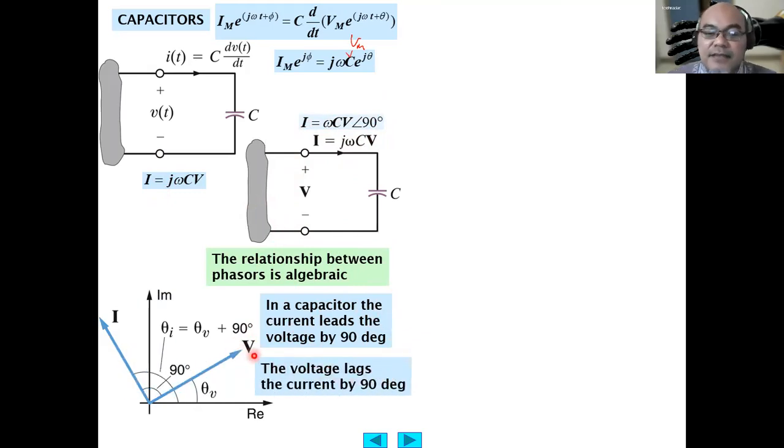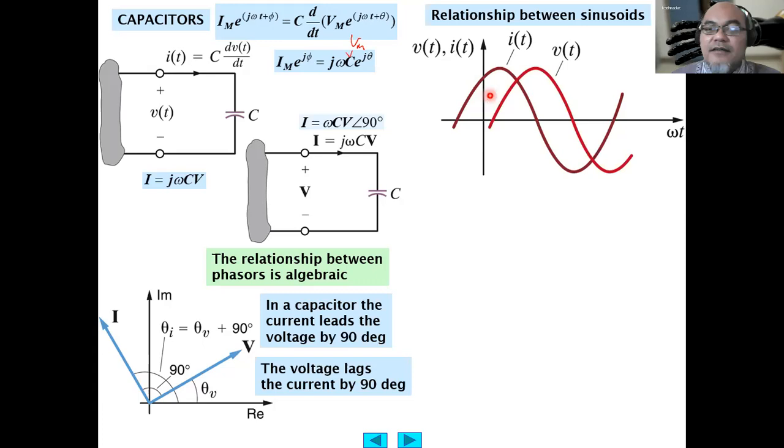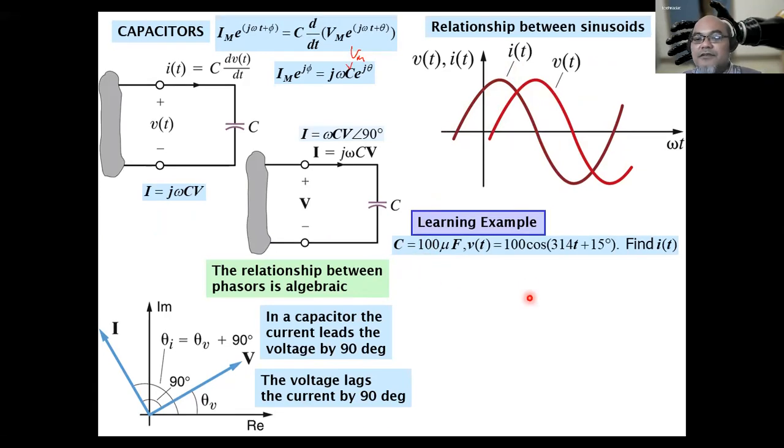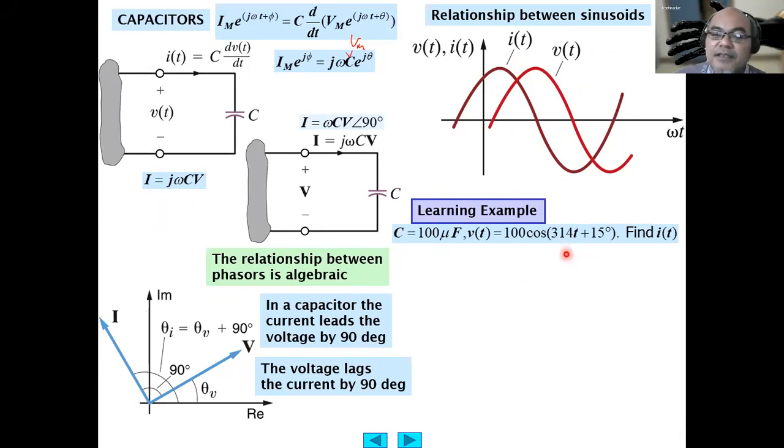The voltage lags the current by 90 degrees. So here, if we draw it, the current is in front of the voltage. Current already here, the voltage still here. Okay, so that is the relationship shown in the sinusoidal graphs. For example, we have a capacitance of 100 microfarad connected to a voltage source of 100 cosine(314t + 15 degrees).